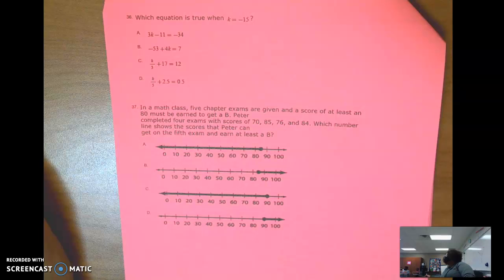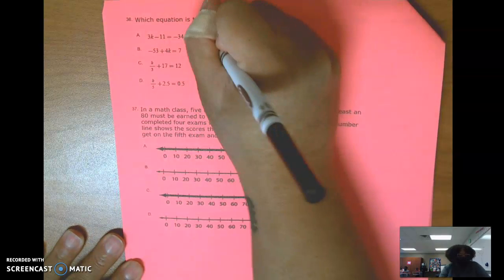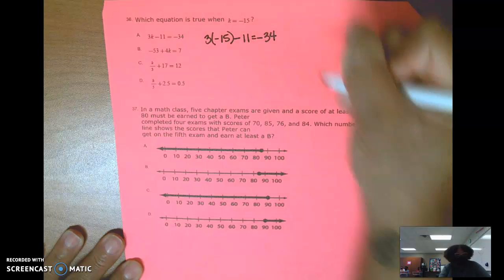Couple questions. Which equation is true when k is negative 15? That means I need to take out k and put in what? Negative 15. So here I've got 3 times negative 15, negative 45, minus 11. Stop shouting answers out at me. I'm not ready yet.